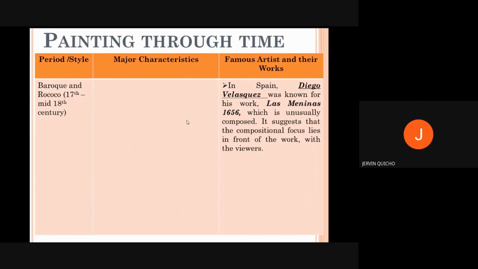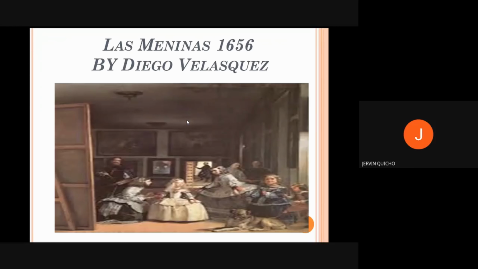If you are a fan of TED-Ed, you will know Las Meninas because it suggests a compositional focus in the front of the work with the viewers. So you try to look and see an individual who is doing something in front of you, and this art looks like what you have in Las Meninas. But inside the story of this painting, it looks like someone is getting married. So that is true, there is someone getting married.